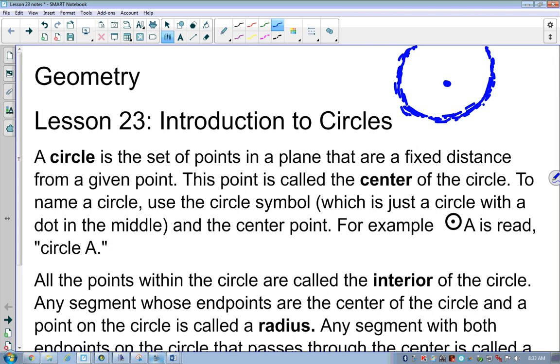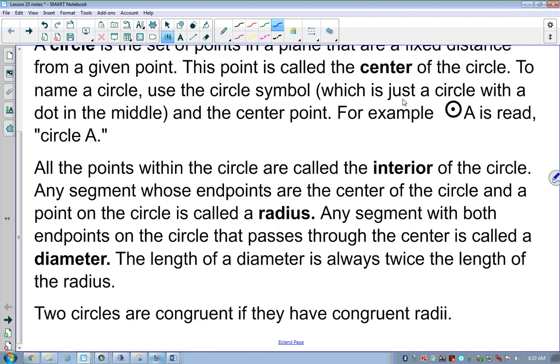Our labeling for a circle is going to be a circle symbol with a dot in the middle. That's the label for it. So that's read as circle A. The main point to a circle is knowing where the center is. That's our label for it.